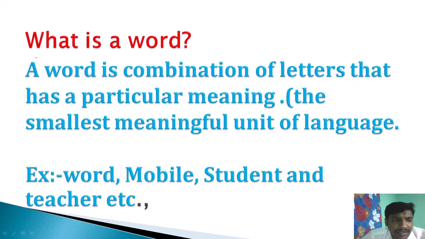For example, A is a letter in the alphabet, but here, according to the context, A is a word. Word is a word. Is is a word. Combination is a word, because combination is a combination of letters. What do you mean by word? Word is a combination of letters which has a particular meaning.